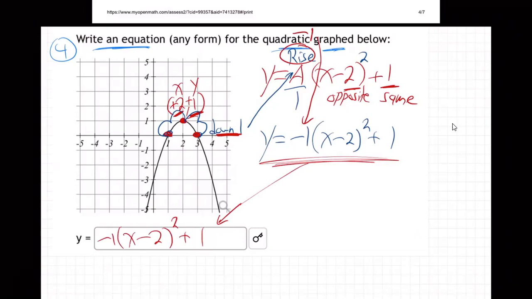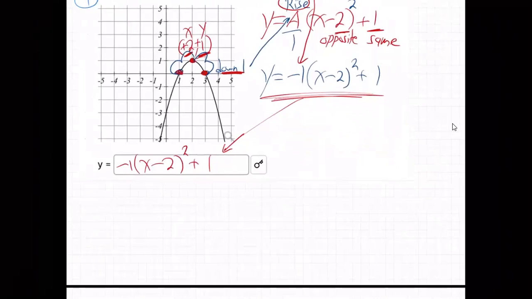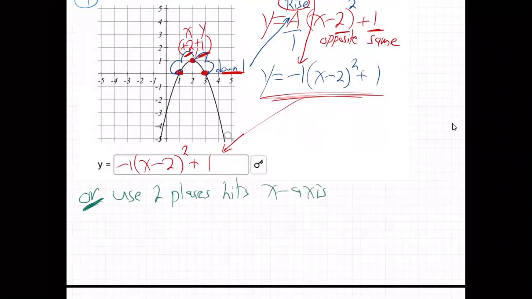Questions I can answer from there. Is that good? Now let me mention, there is another way. I don't usually like to teach two ways, but I'll mention it, which we're going to do in a minute when we have to. Or you can use the two places it hits the x-axis. So this is the right answer. We're done.